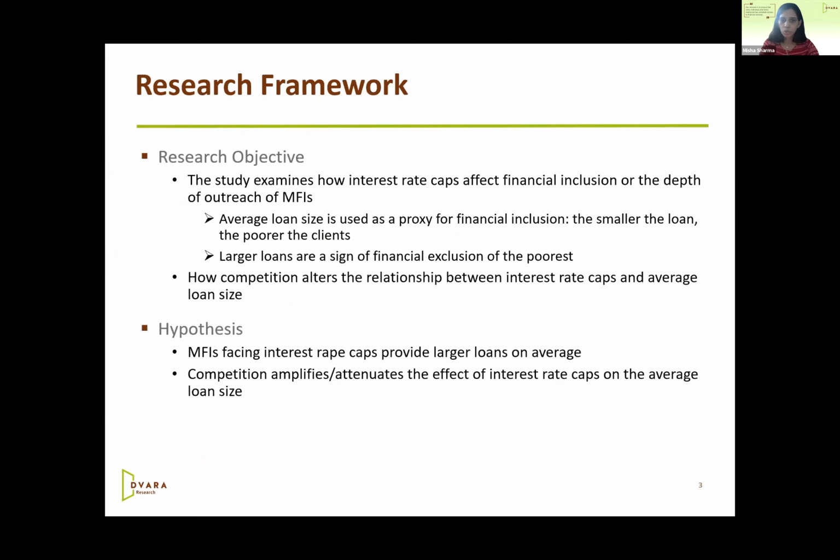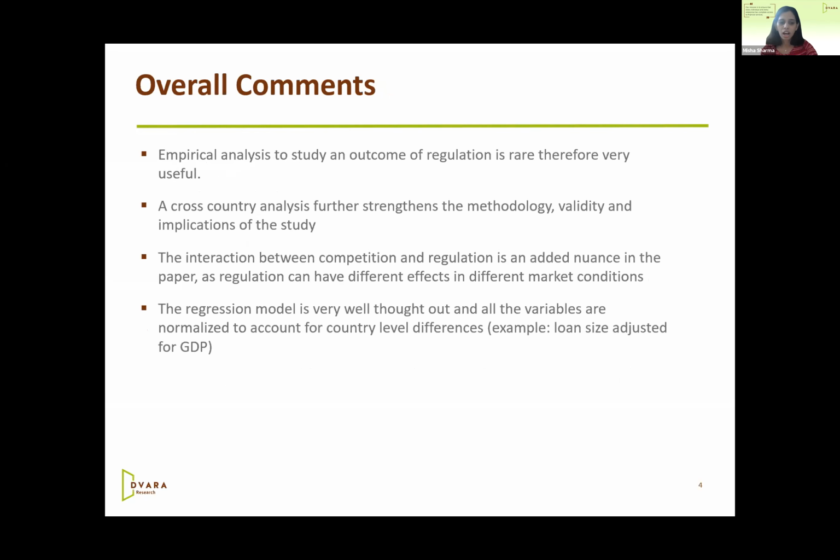So I'll quickly brush through this slide in terms of the overall research framework itself. You try to examine how interest rate caps affect financial inclusion or the depth of outreach of MFIs, and you use average loan size as a proxy for financial inclusion, wherein the smaller the loan, the poorer the clients, and larger loans would be a sign of financial exclusion of the poorest. How competition alters the relationship between interest rates and average loan size is the second nuance that you examine in your paper. You set out two hypotheses, both really relevant and fascinating. One, that MFIs facing interest rate caps provide larger loans on average and therefore a sign of financial exclusion. And second, that competition has an effect on this relationship between interest rates and average loan size. So that was just a quick overview for the audience.